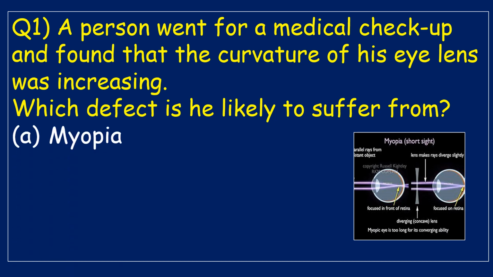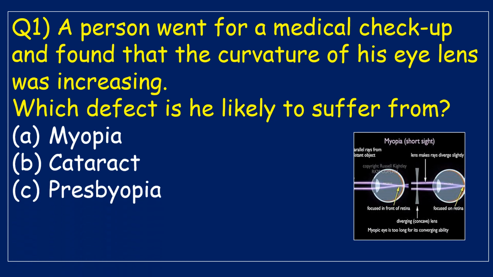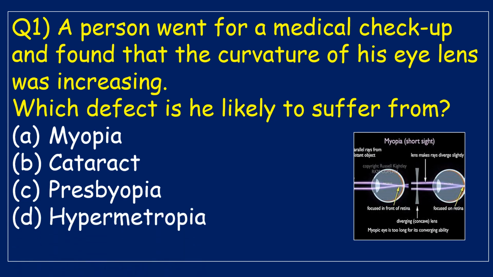options. Option A, myopia, short-sightedness. Option B, cataract, becoming cloudy. Option C, presbyopia, which is an age-related problem. Option D, hypermetropia, this is called long-sightedness. Your option is option A, myopia. My dear friends, see here, in myopia, what happened?